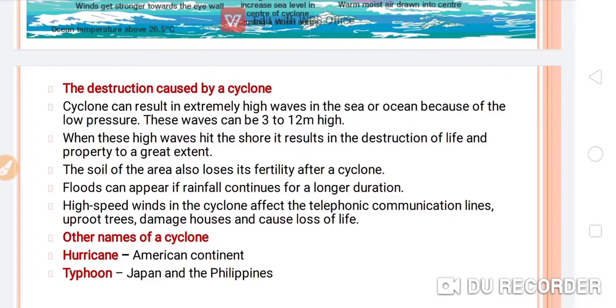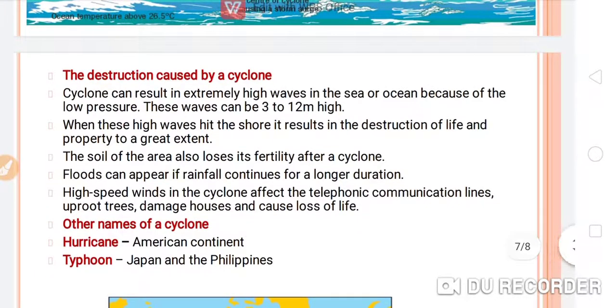Now floods can appear if rainfall continues for a long duration. High speed winds in the cyclone affect telephone communication lines, uproot trees, damage houses, and cause loss of life. Another thing, other names of cyclones: the hurricane in the American continent, and the typhoon, as people in Japan and the Philippines know it.